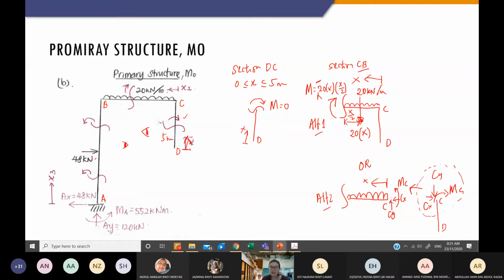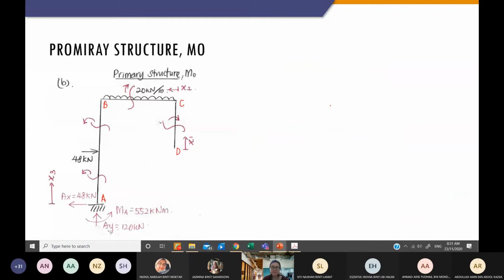I hope I'm not too fast. I'm going to go to my next section. Section AB, I use the left section. So this is my free body diagram, where I start at A, and I already determined my AY, my AX, and my MA. This is also drawn with positive sign.